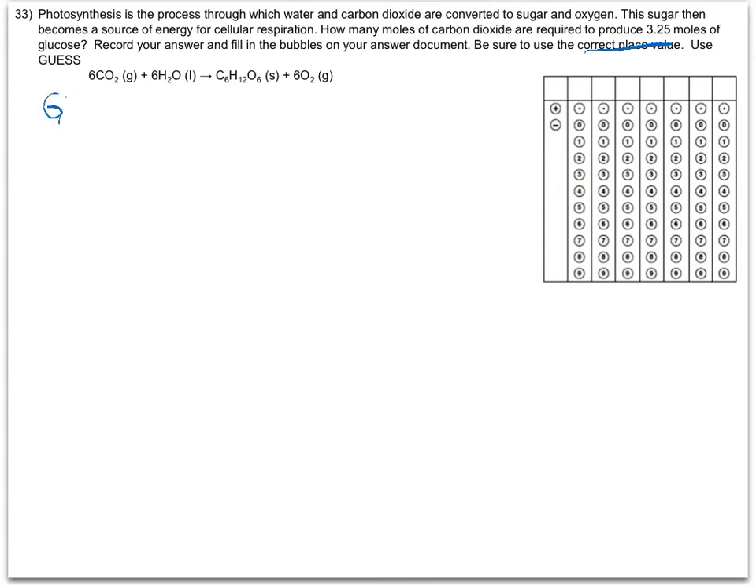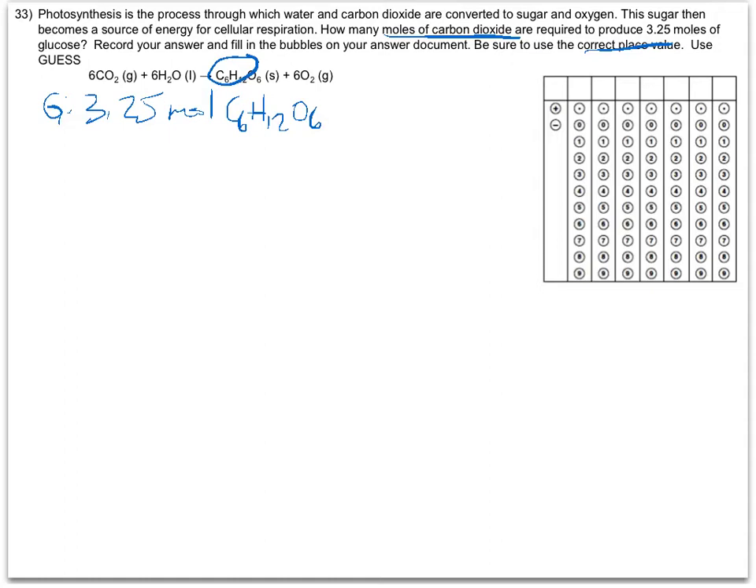Okay, so starting with the fact that we are given 3.25 moles of glucose. That's what we're trying to produce. We want to look at the formula. Glucose, C6H12O6. And how many moles of carbon dioxide is what we're looking for.